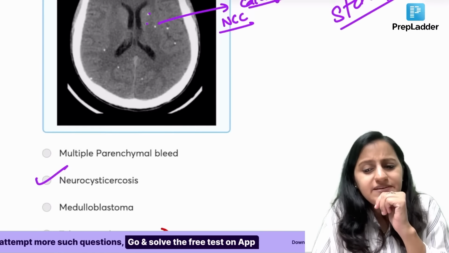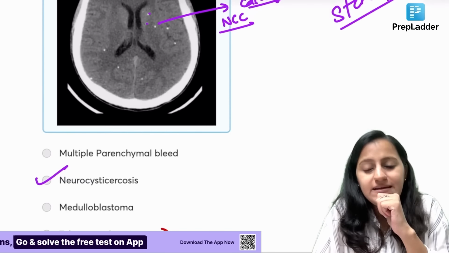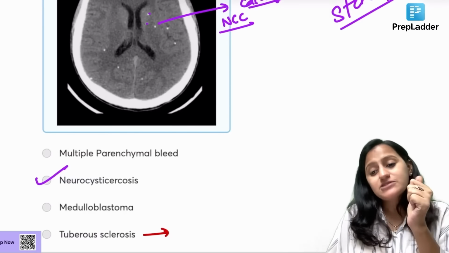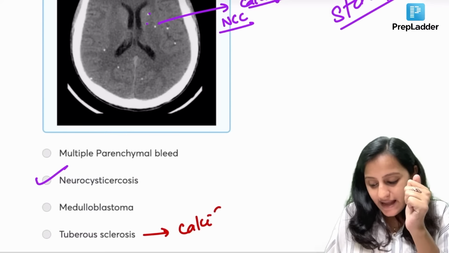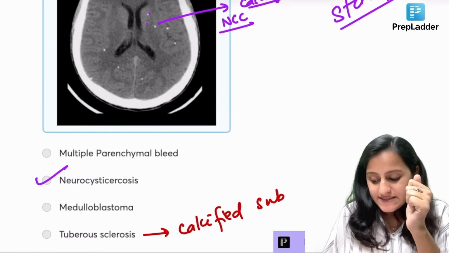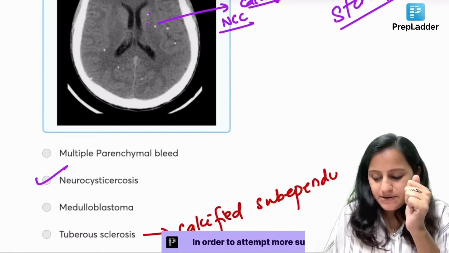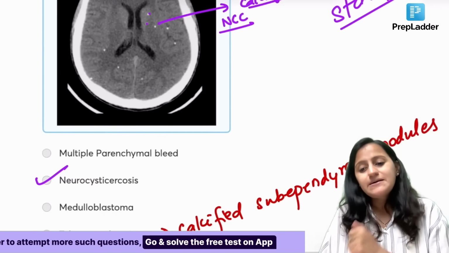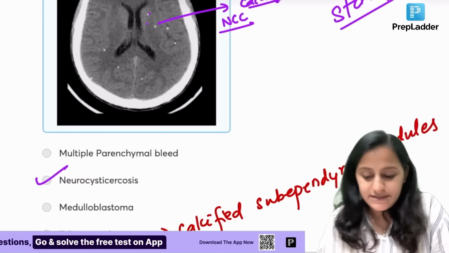Do you see calcifications in tuberous sclerosis? Yes, but where are those calcifications? You do see calcifications in tuberous sclerosis, but where? The classical location is subependymal nodules. Okay, calcified subependymal nodules. Absolutely right.